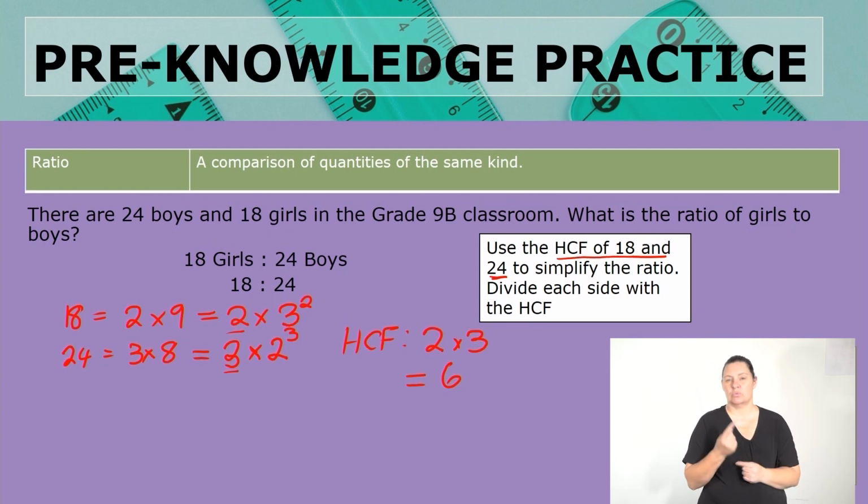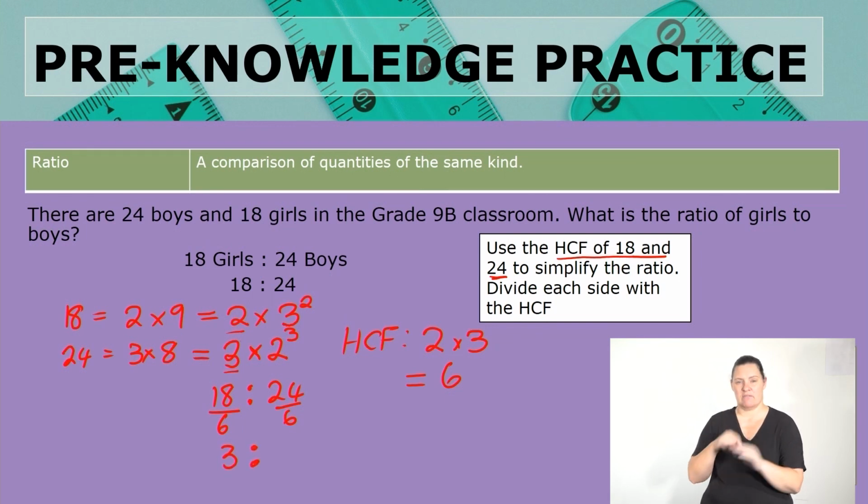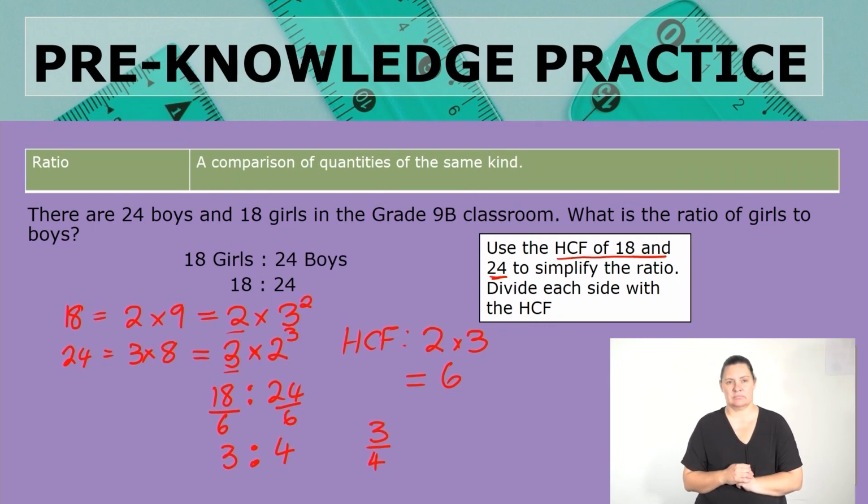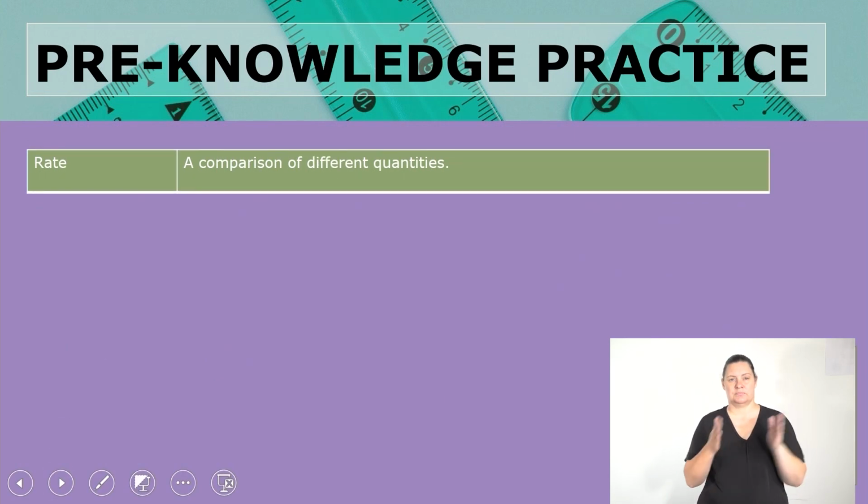What are we going to do with that highest common factor? We are going to take 18 is to 24, divide by the HCF. 18 divided by 6 gives us 3. 24 divided by 6 gives us 4. So the ratio of girls to boys is 3 is to 4. Now remember, that can also be written as 3/4. Okay, let's move on to the next one.